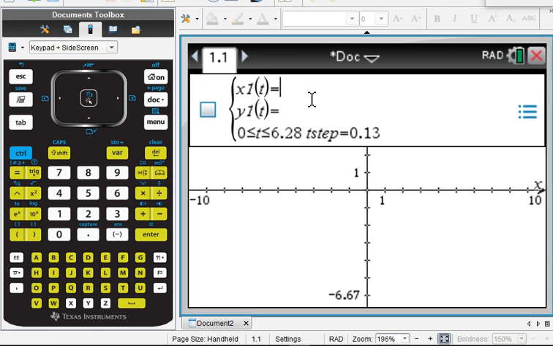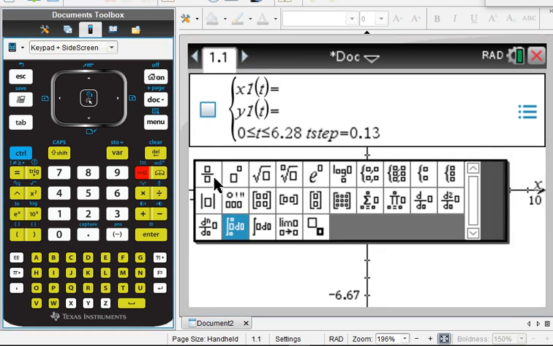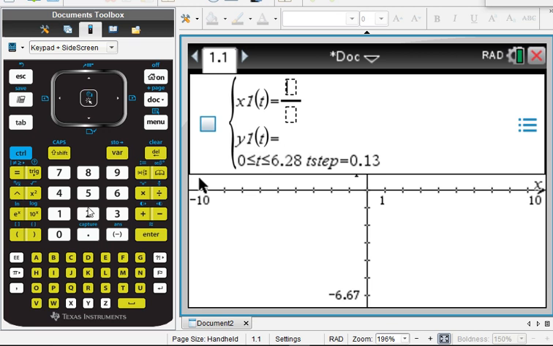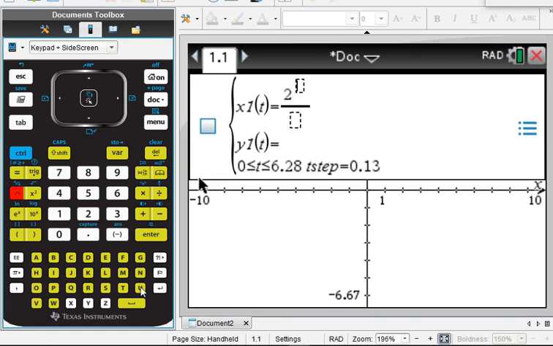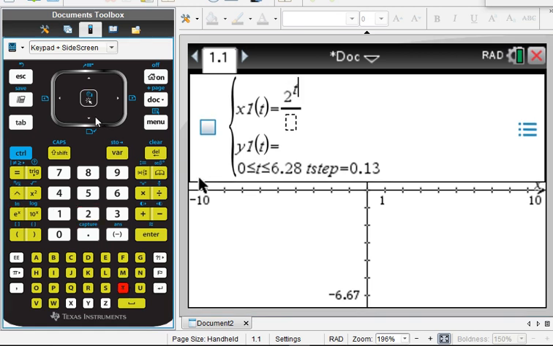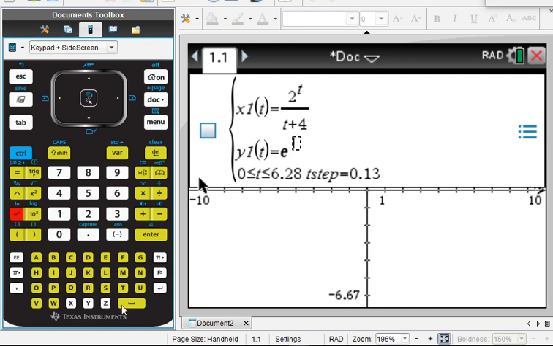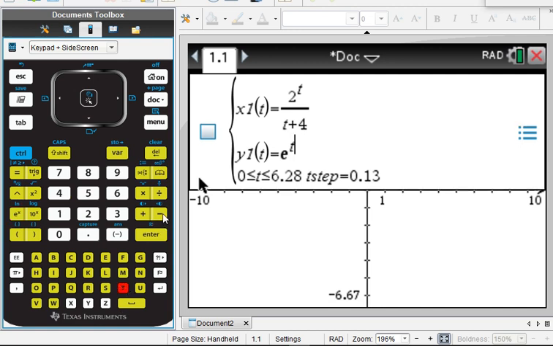So our first one, again, we can put the fraction in there first if you want. It's easier to type in, is 2, and here you can just use the t right down here, to the t, and then divided by t plus 4. And y1, this will be our a, will be e to the t minus 4, and then hit the right arrow to get out of the exponent, -6.